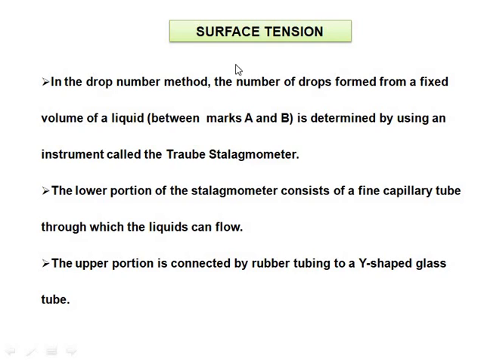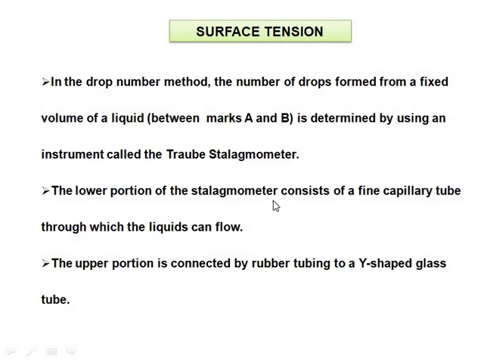Surface tension is measured by the drop number method. The drop number method is used to measure the number of drops formed from a fixed volume of the liquid. This fixed volume of liquid passes between the two marks, capital A to capital B. It is determined using an instrument called the Traube stalagmometer.